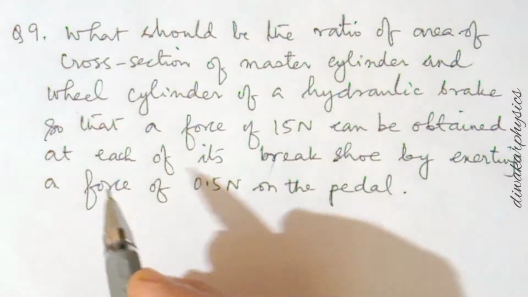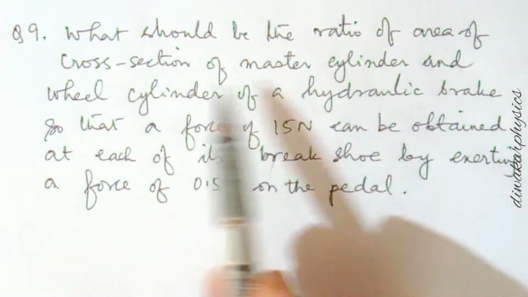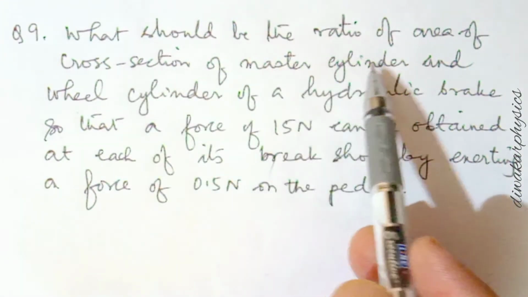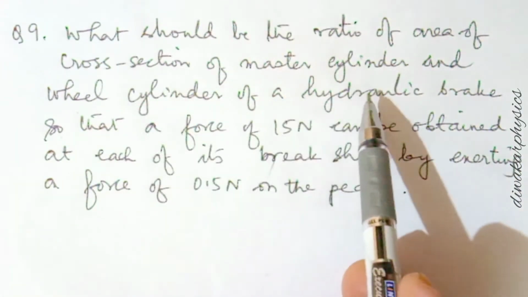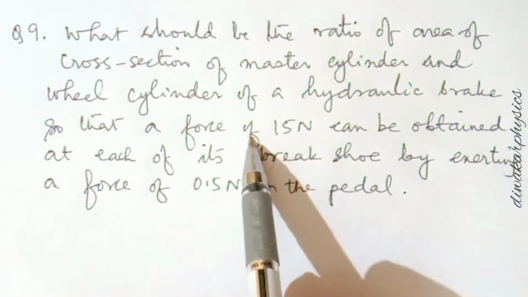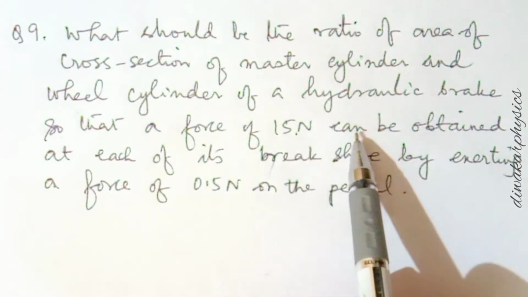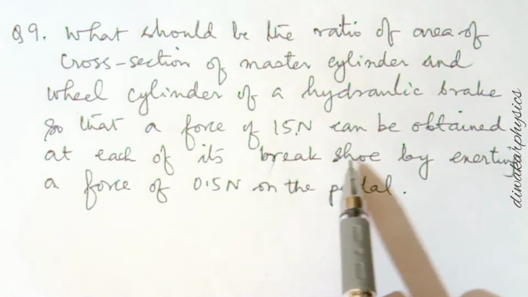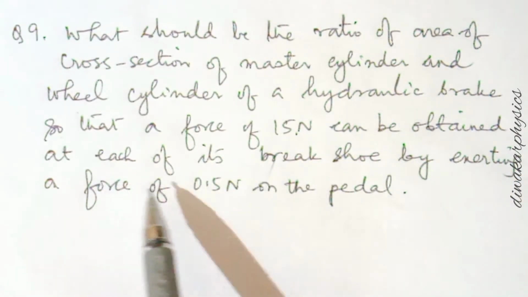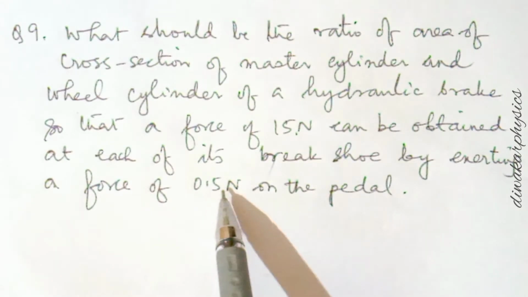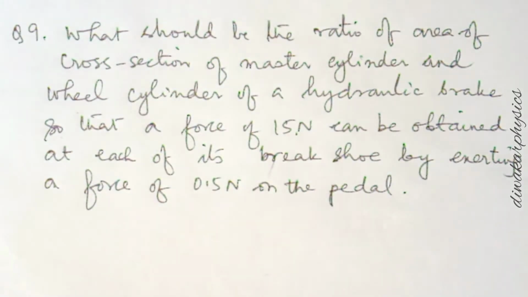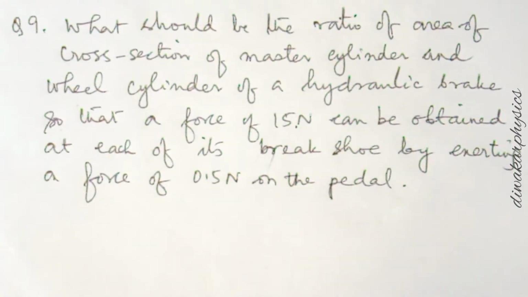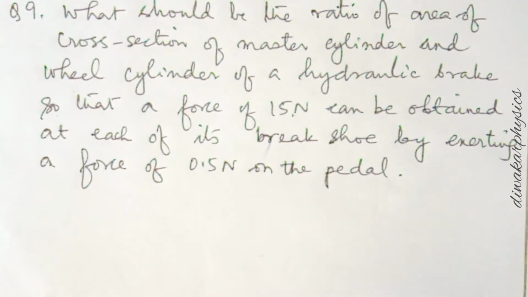Now question number 9. What should be the ratio of area of cross section of master cylinder and wheel cylinder of a hydraulic brake, so that the force of 15 Newton can be obtained at each of its brake shoe by exerting a force of 0.5 Newton on the pedal? So this is the question. So here also this hydraulic brake is based on Pascal's law.